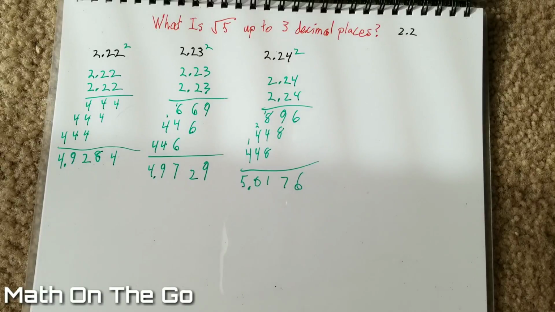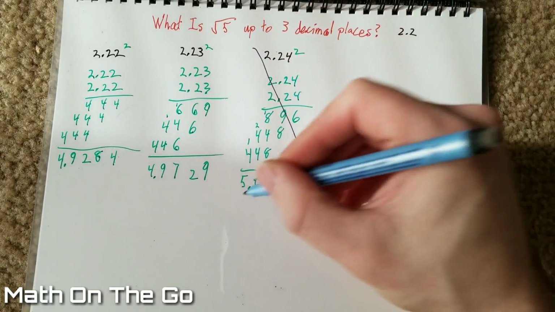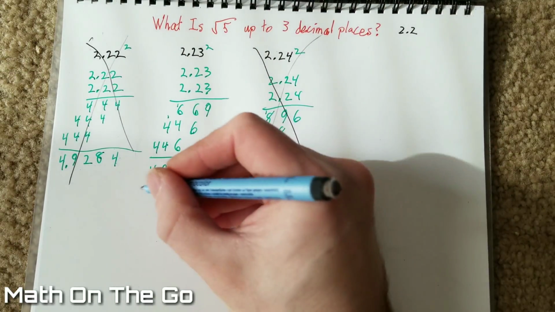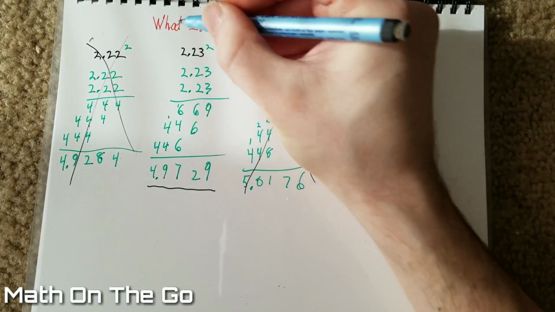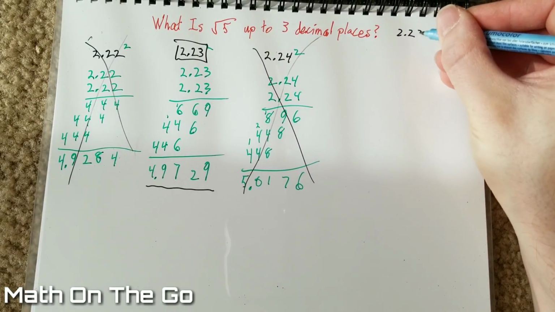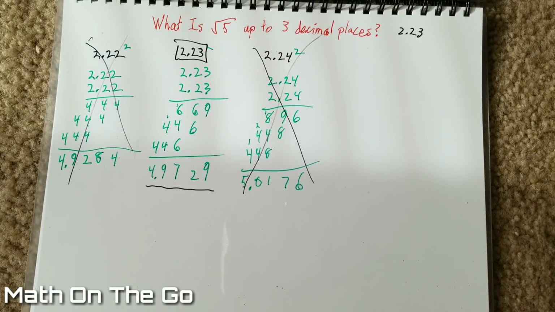2.24 is too high, and 2.22 is too low. Our winner is right here, 2.23. So our next digit is a 3. So far we have 2.23 as our decimal approximation of the square root of 5.